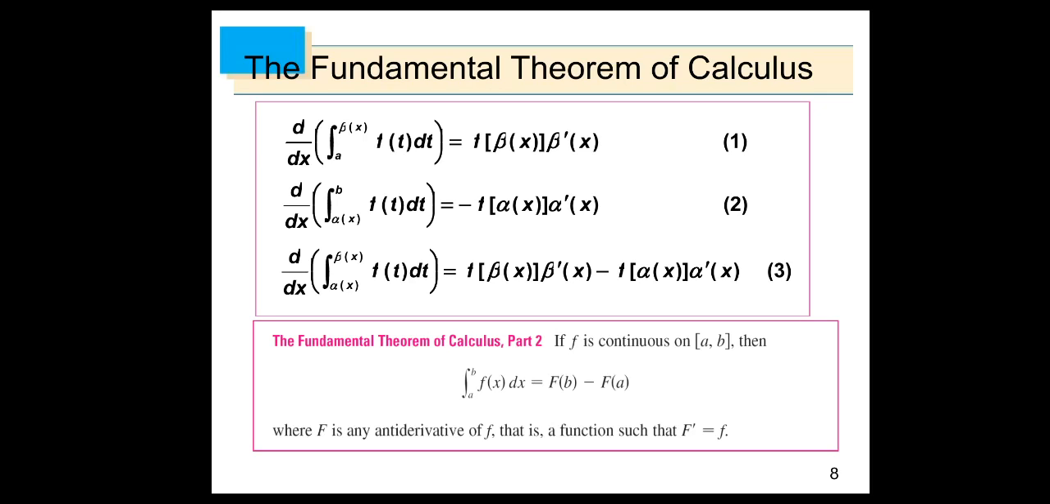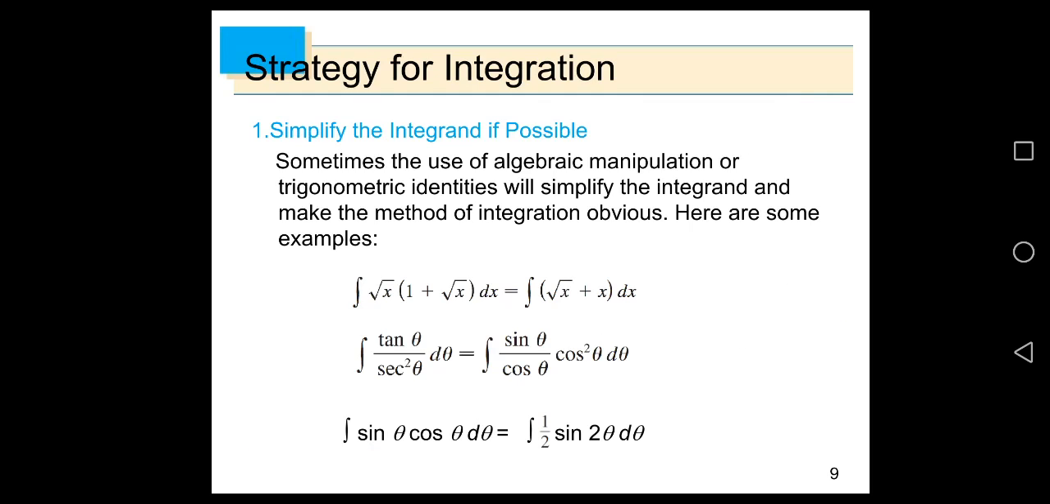So where F is an antiderivative, a function such that F prime of x is equal to f, right? So this is all about our second part, which is very simple. In the second part, it says we have to find the difference of our antiderivative evaluated at our upper and lower limits. Next is strategy for integration.